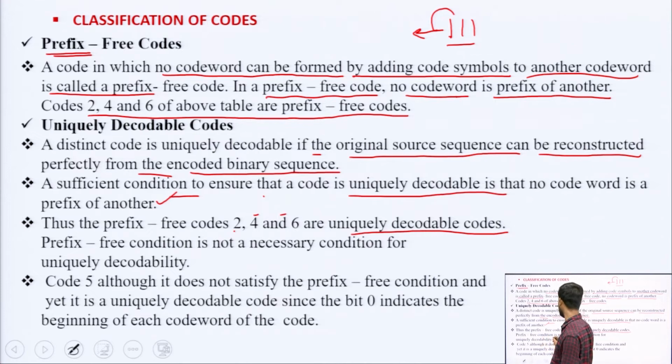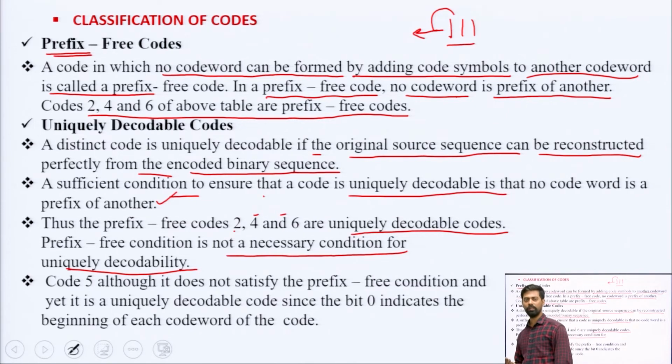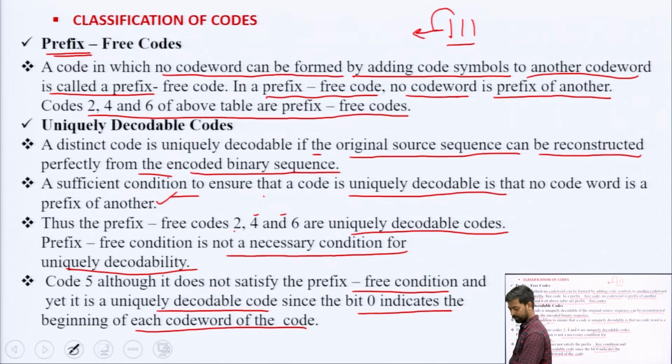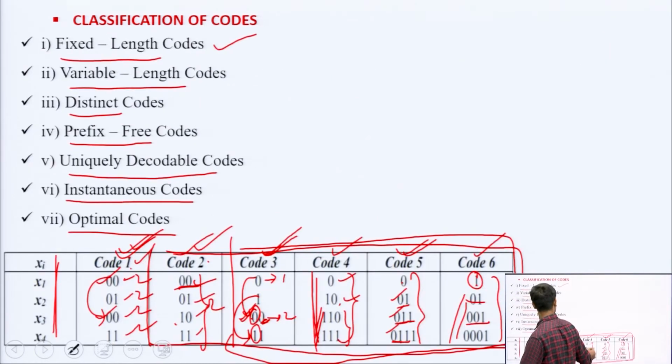Prefix free condition is not a necessary condition for uniquely decodable codes. It is one sufficient condition, but not necessarily a necessary condition. So, code 5, although it does not satisfy the prefix free condition, is yet a uniquely decodable code, since the bit 0 indicates the beginning of each code word. Okay. So, in code 5, you can see this 0 is the start of every code word. So, we can uniquely decode code 5 also, because we already know that every code word has its first bit as 0.